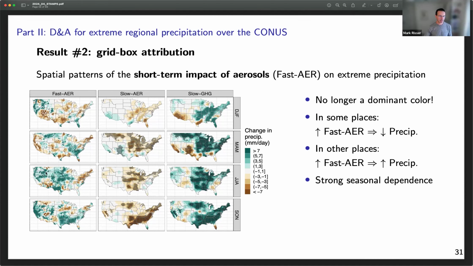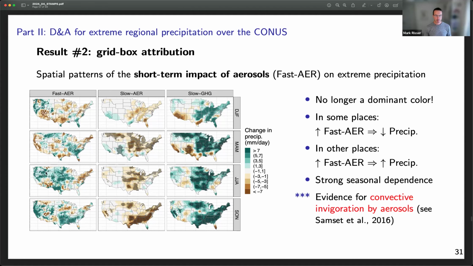There is, of course, a strong seasonal dependence. The maps look very different in different parts of the year. But I guess this was a headline message that we spent a long time trying to make sure we had gotten correct, because this is one of the first observational evidence for local aerosols increasing rainfall through what's sometimes referred to as convective invigoration. And this has been identified in modeling studies, but it's less so on the observational side of things. So that was exciting.